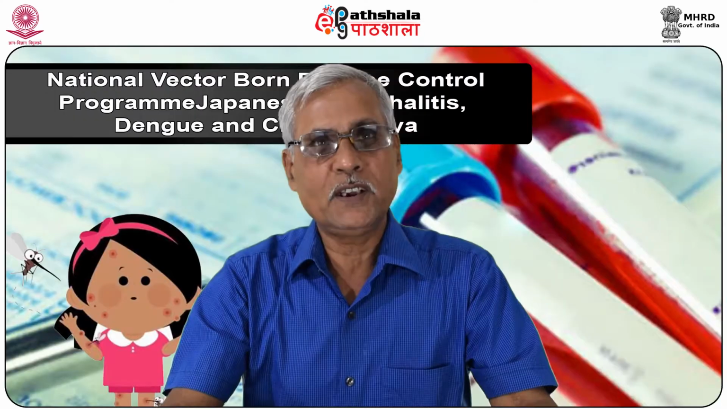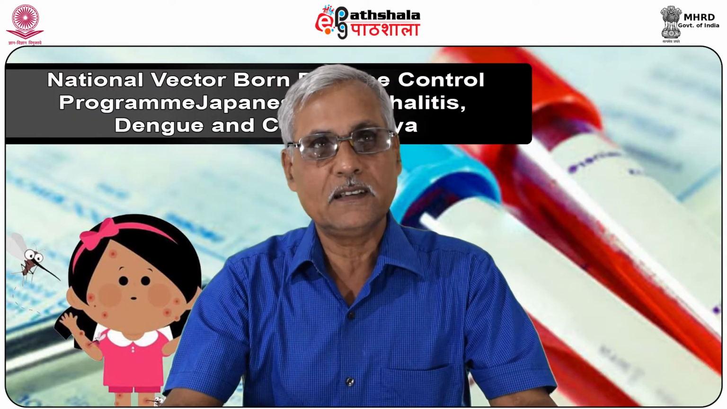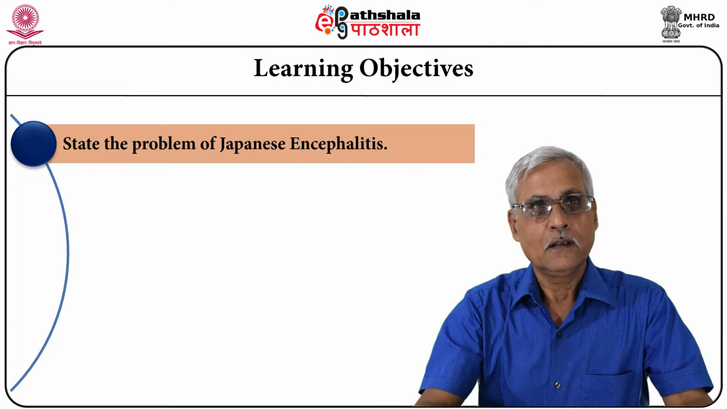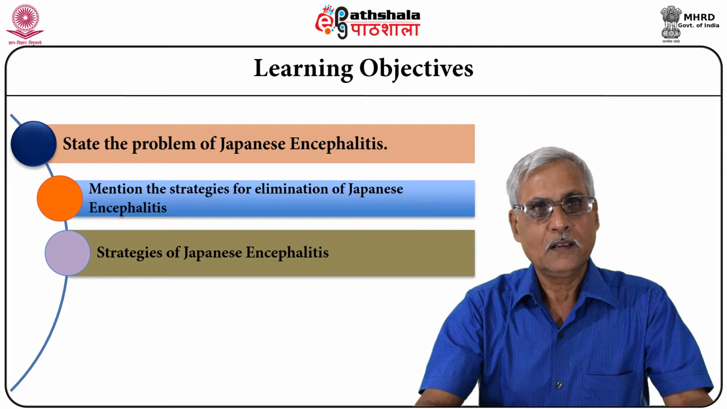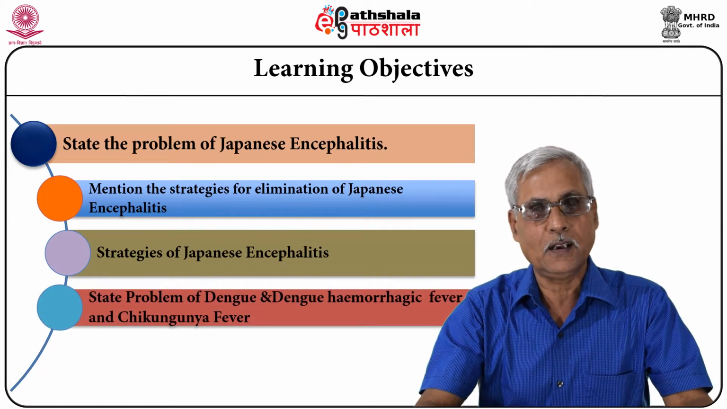The learning objectives that have been set for this session are that one should be able to state the problem of Japanese encephalitis, mention the strategies for elimination of Japanese encephalitis, then give an overview of the strategies of Japanese encephalitis control, state the problem of dengue and dengue hemorrhagic fever and chikungunya fever, and mention strategies for dengue and dengue hemorrhagic fever and chikungunya fever elimination.